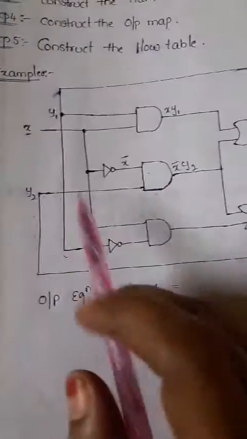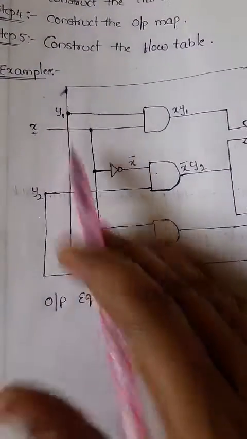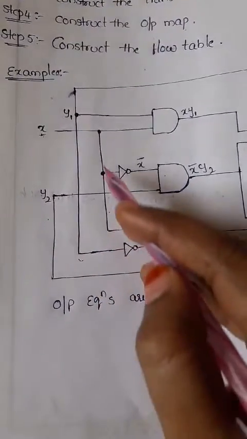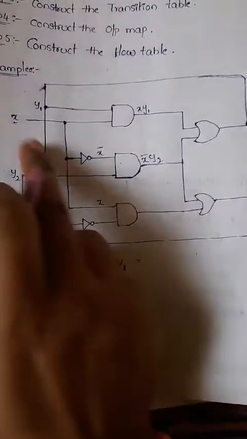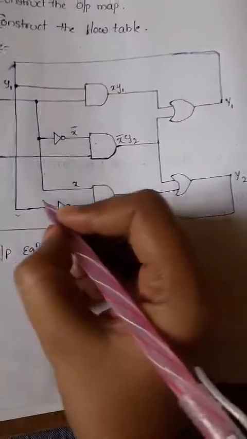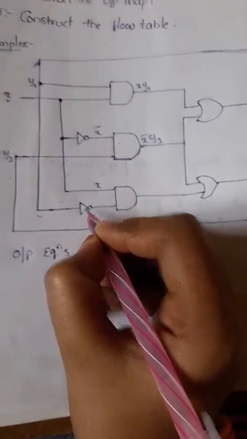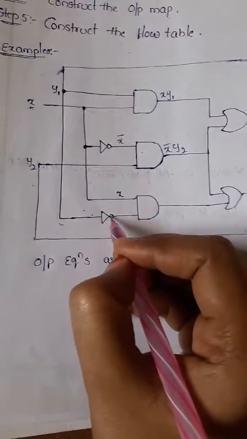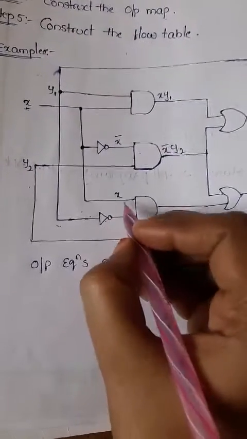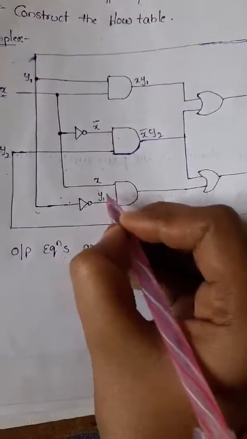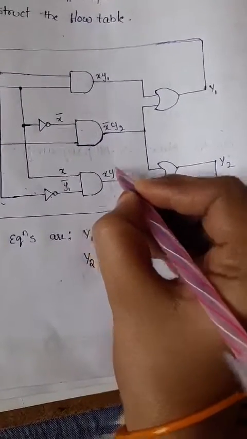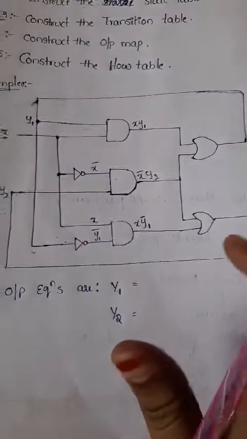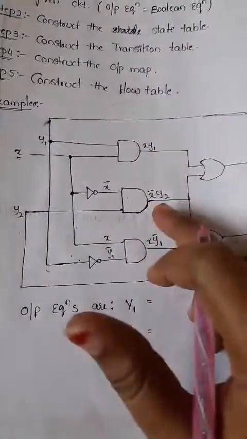Now there is a third AND gate. The first input is connected to x, and the second input is connected to y1, but it is complemented, so we get y1 complement. AND is multiplication, so x y1 complement. Finally we have the AND gate results.